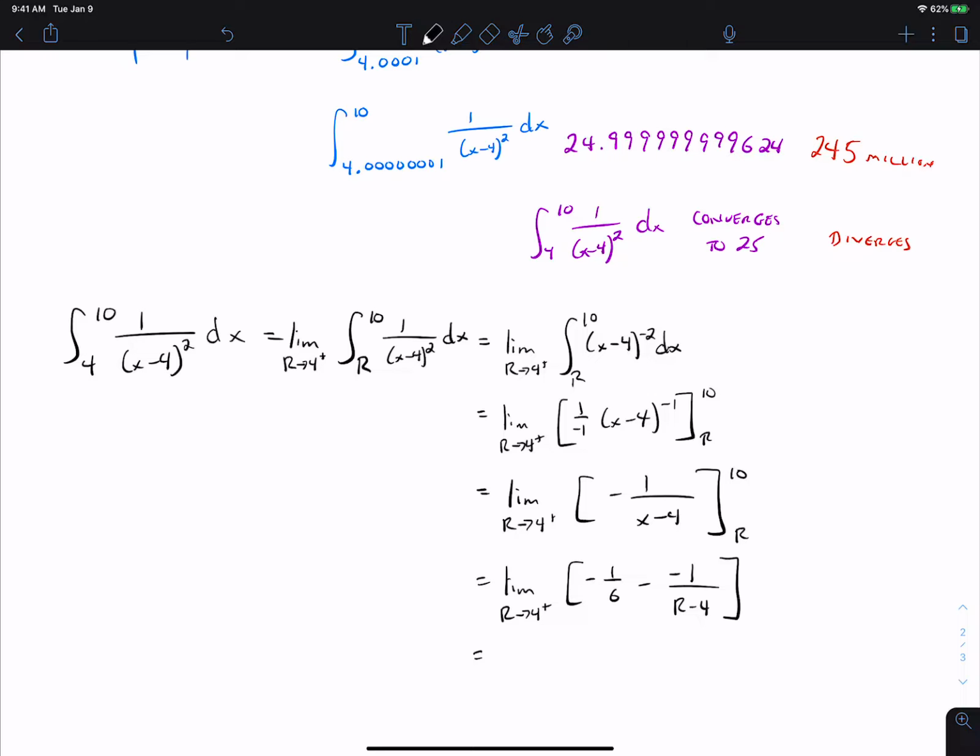If that happened, 4.001 minus 4 is 0.001. And then 1 divided by that is 1,000. It's minus negative, so it ends up being plus. So we'd have negative 1/6 plus 1,000.